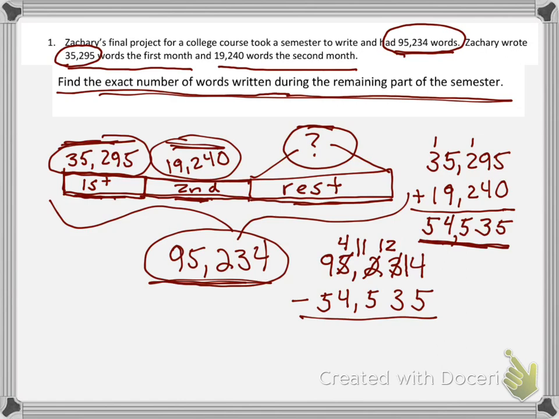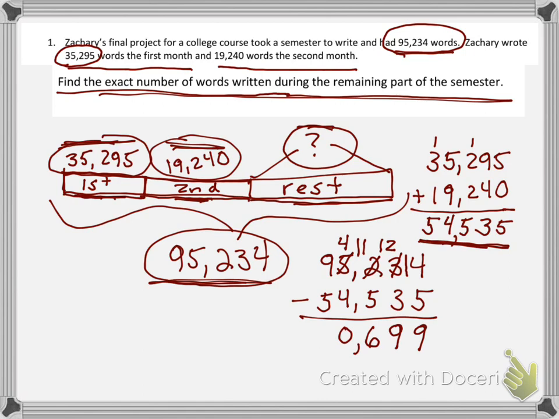14 ones, take away 5 ones is 9 ones. And in the tens, 12 tens, take away 3 tens is 9 tens. And in the hundreds, 11 hundreds, take away 5 hundreds is 6 hundreds. Don't forget your comma. And then in the thousands, we have 4 thousands, take away 4 thousands is 0 thousands.